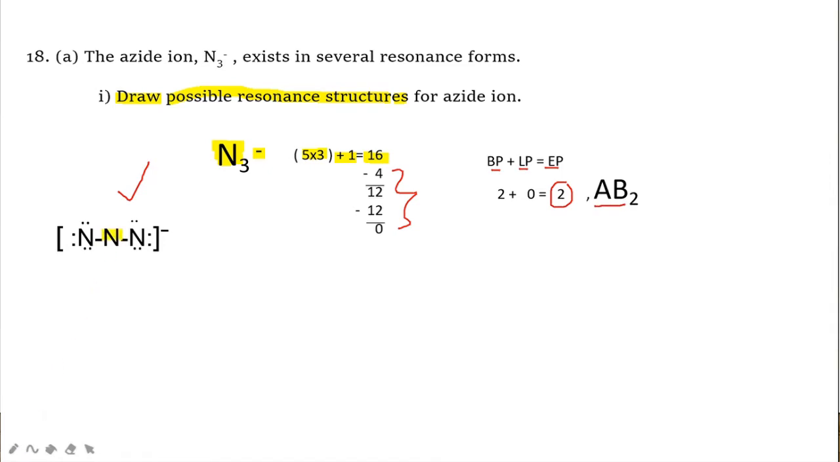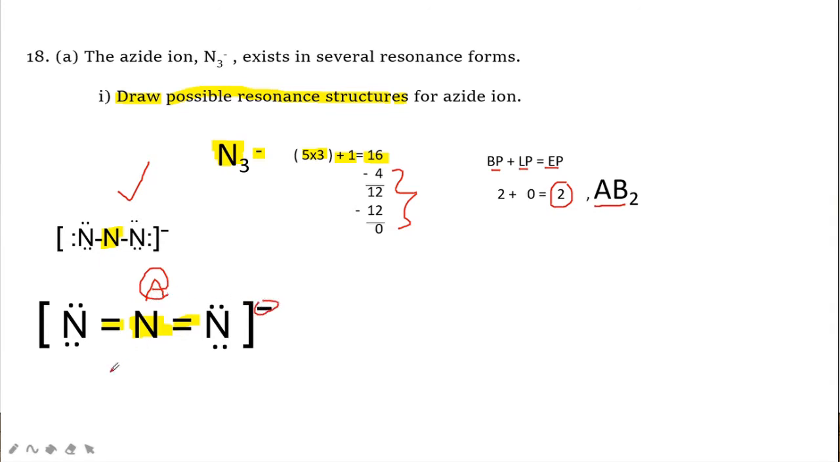As we can see, the central atom for N3 negative 1 does not achieve octet. It does not have 8 electrons, so we have to make sure the central atom has enough 8 electrons by using double bonds. So this is the example for double bonds, from both the terminal left and right hand side. I will name it as structure A, and don't forget to put the negative here. This is mark number 1: determine the Lewis structure.